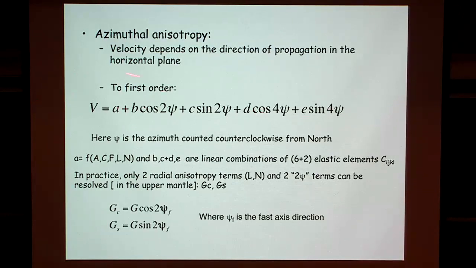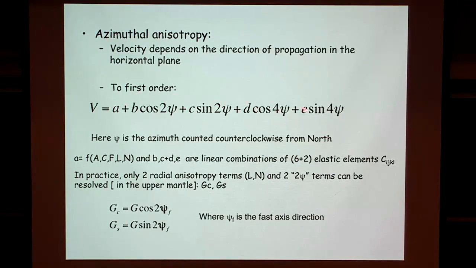But to first order, it can be shown that the velocity of waves in any anisotropic model can be expressed in terms of an expression like this, which depends on 2 psi and 4 psi, where psi is the azimuth, which can be typically counted counterclockwise from north.